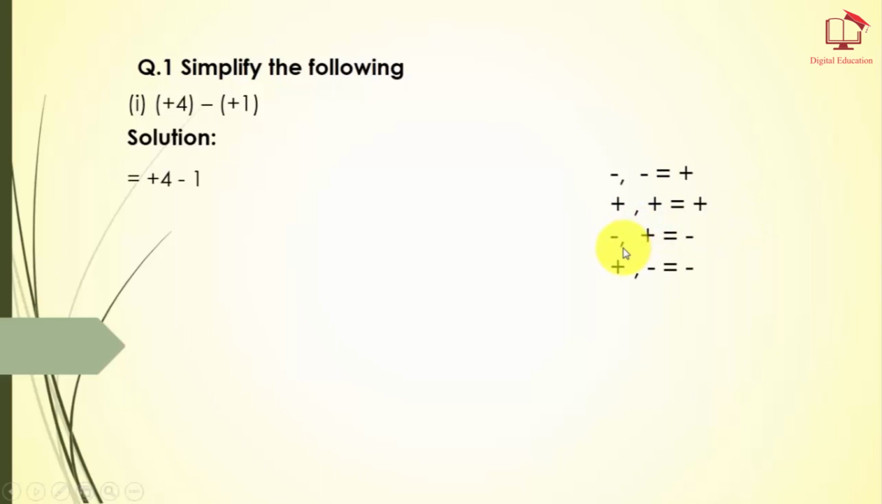Third one is, the first sign is negative and the second sign is positive. If we multiply these two signs, the answer is minus. Fourth one is, if the first one is positive and the second is negative, it is equal to the minus sign. Here we have negative and here we have positive. If we multiply these two signs, plus minus is minus.